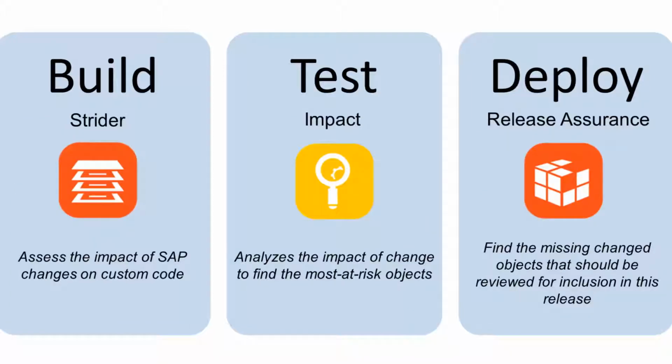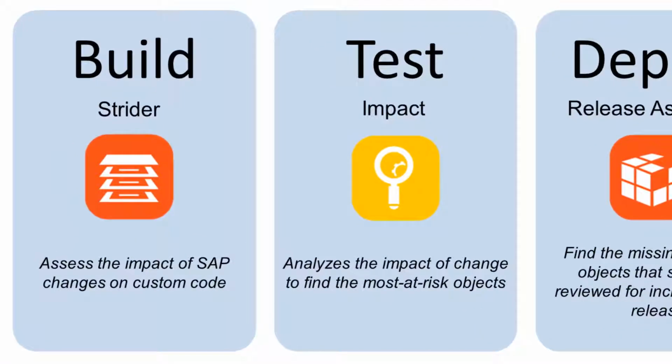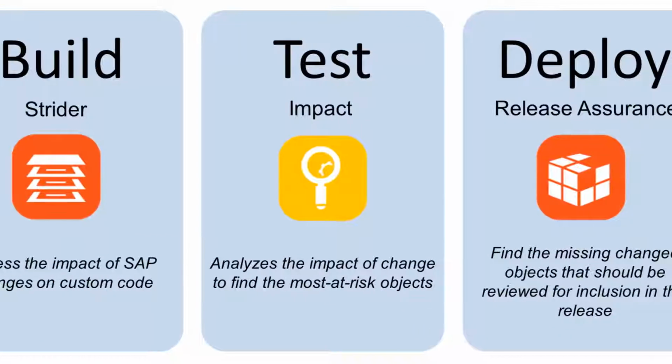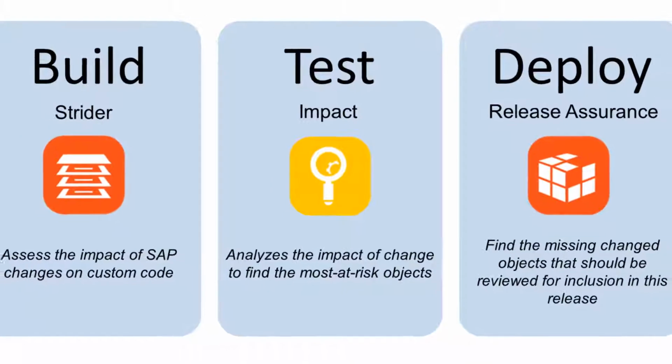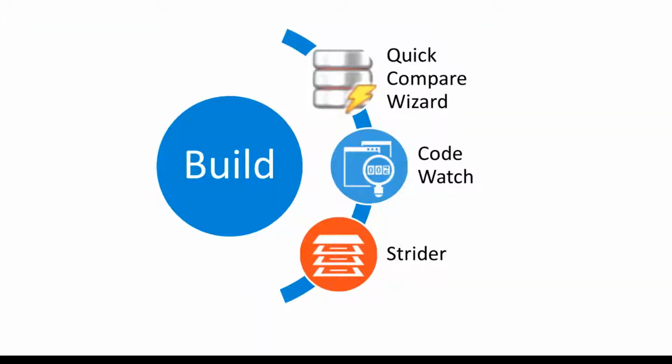In this recording, we'll demonstrate one app for each phase, starting with Strider, to assess the impact of SAP changes on custom code. Then we'll run Impact to analyze the impact of change to find the most at-risk objects. And finally, Release Assurance to help find missing changed objects that should be considered for inclusion in this week's transport bundle. LiveCompare ships with multiple build apps.